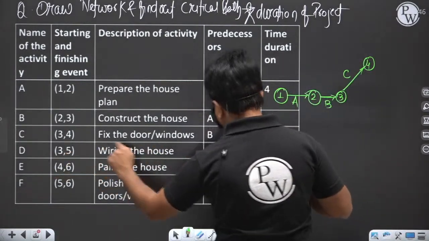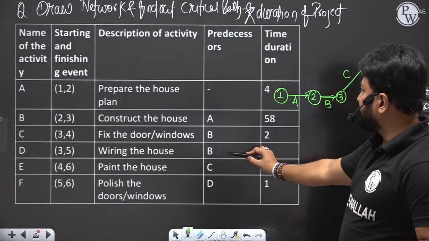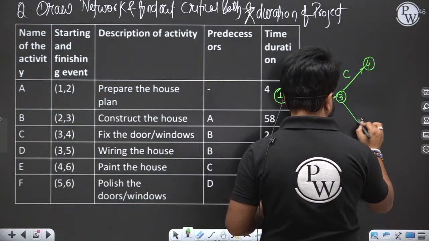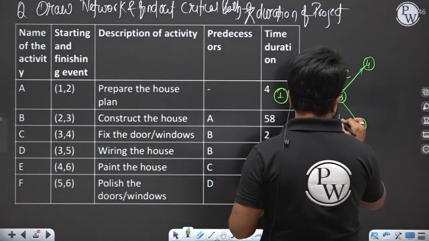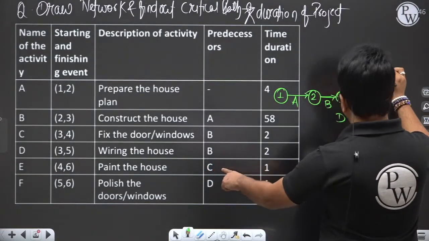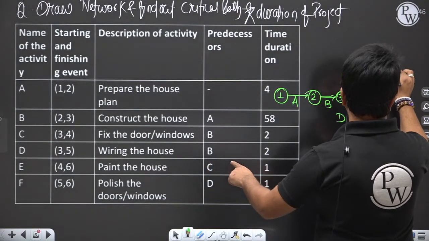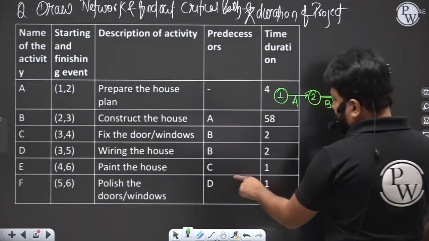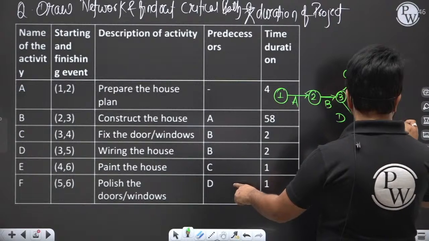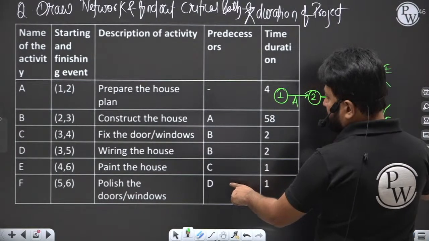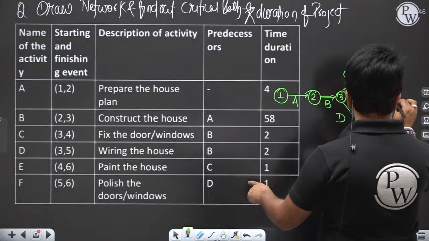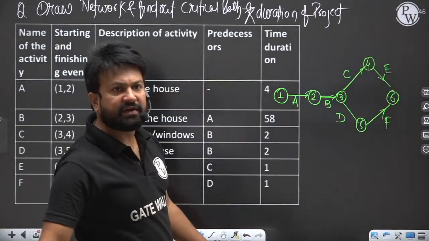Then D. The preceder is B. Activity D. Now E: the preceder is C. F: the preceder is D. So 1, 2, 3, 4, and this is 5, and this is 6. So this was the network.